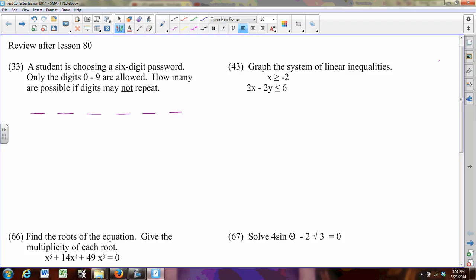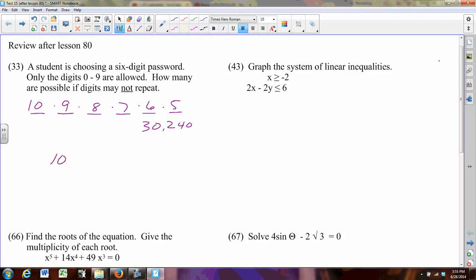So for this first digit, I have 10 possibilities. Now, if I use, for example, the digit 5, that means I may not use it here. So now I have 9 possibilities, and so on: 8, 7, 6, 5. Now, if I multiply these together, I would get 30,240 possibilities. A shorter way to do this would be to use our permutation.